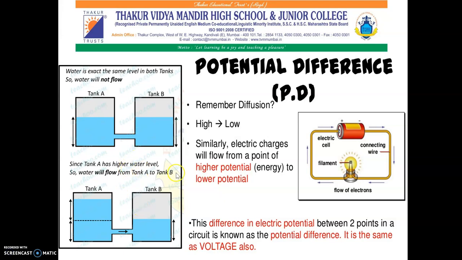Just like water, the flow of electric charge between the 2 points depends on a kind of electric level at those points. This level is called electric potential. Over here you can see in this picture the two terminals of the battery. One is positively charged and the other is negatively charged. So this positive terminal is at the higher potential as compared to the negative terminal. So this difference in the electric potential between the 2 points in a circuit is known as potential difference. It is the same as voltage also.